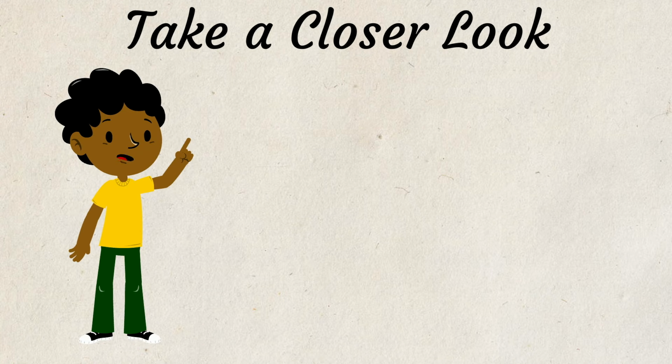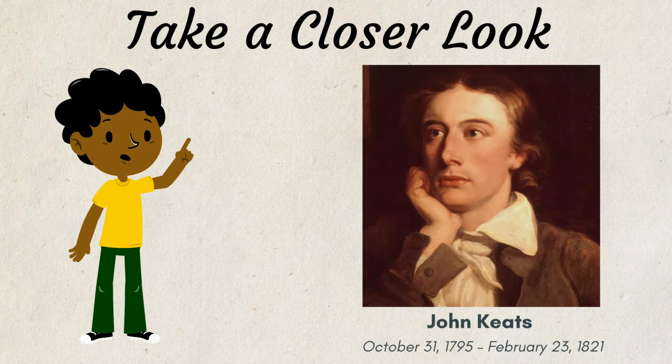Let's take a look at an ode called Ode on a Grecian Urn by John Keats. This is one of the most famous odes written, which was written in 1819.